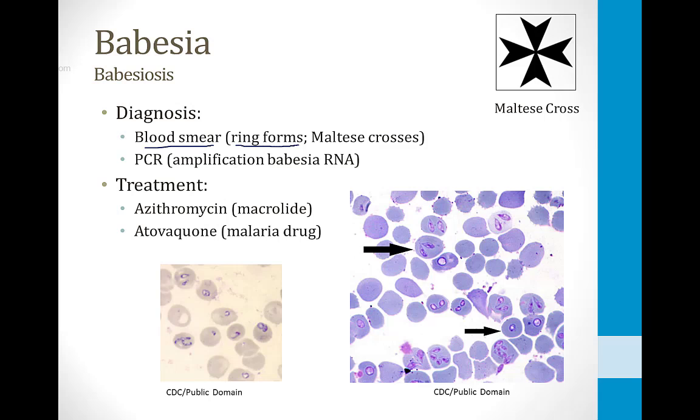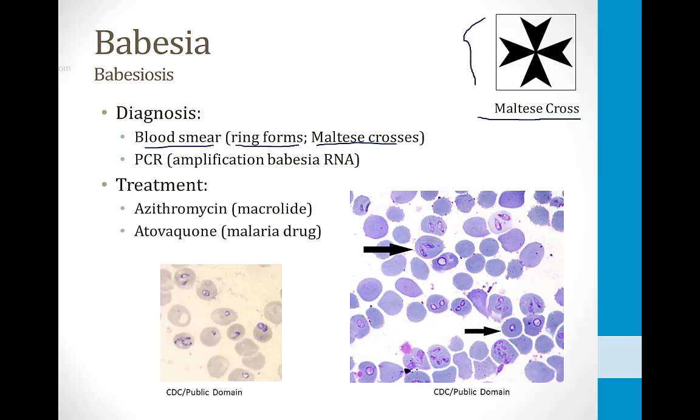Now you also see ring forms in patients with malaria, but the patient demographics are going to be completely different. Malaria is going to be someone who's been to Africa. Babesia is going to be someone who's been hiking in the woods in the northeastern United States. The ring forms are sometimes described as Maltese crosses. So this is a Maltese cross up here in the top right corner. The Maltese cross was a symbol of knights in the Middle Ages from the island of Malta, which is in the Mediterranean near Italy. And this shape is seen in a couple of pathological conditions.